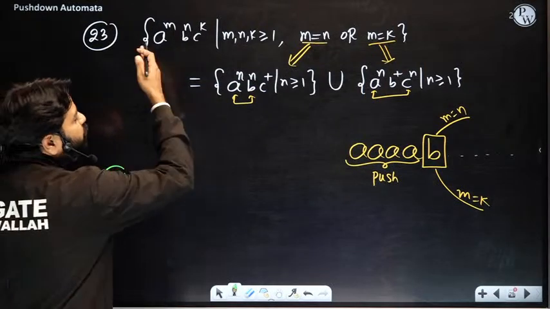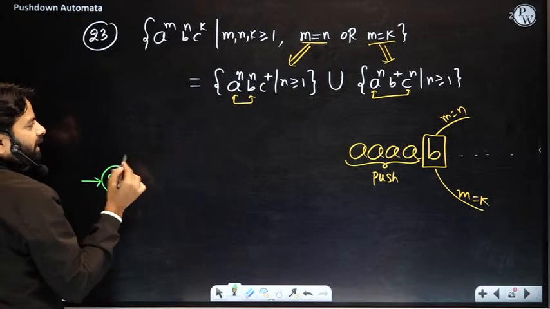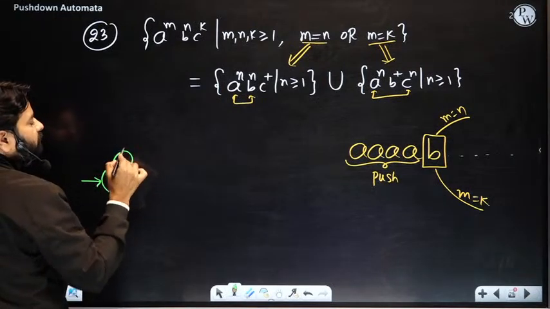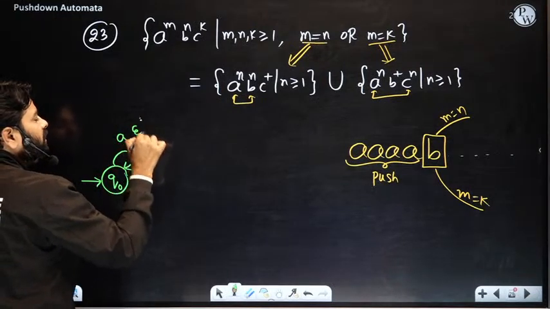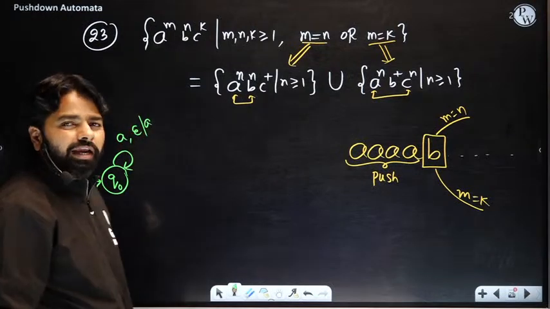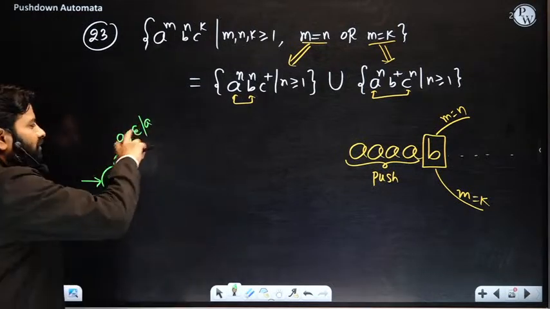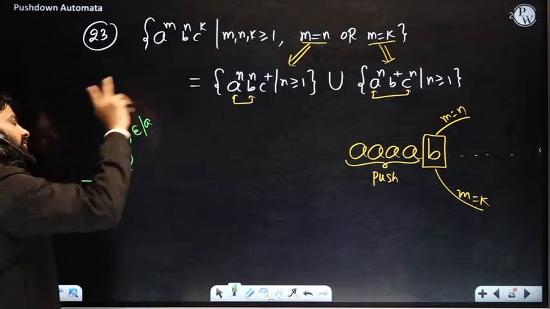First, what you do is push A's. How do you push A's? You know how to do it? A comma anything, just push A. Z naught or A might come as the top of the stack. Instead of two transitions, I just took one.